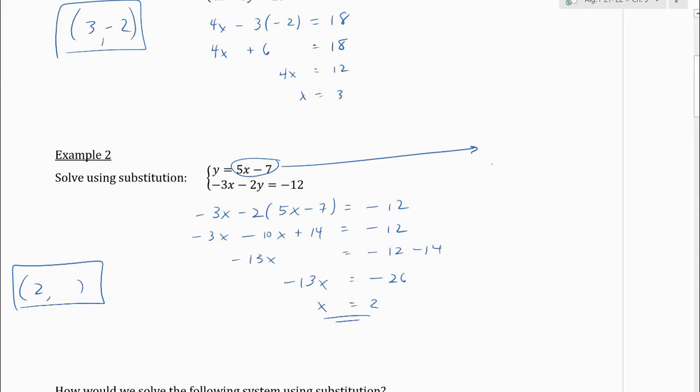Come right here. Our y is 5 times our x minus 7. So our y is 3. And remember, when I'm doing these videos, I go through it really fast because you have a pause and rewind button. It's just to get it out here where you can see it.